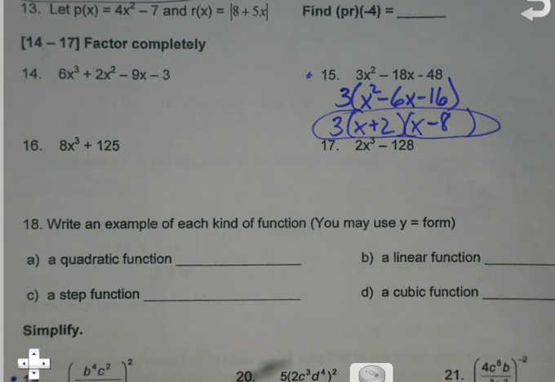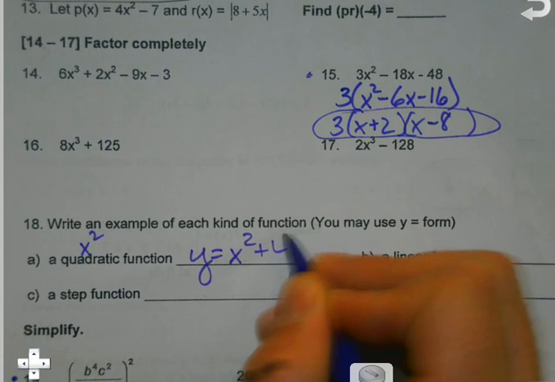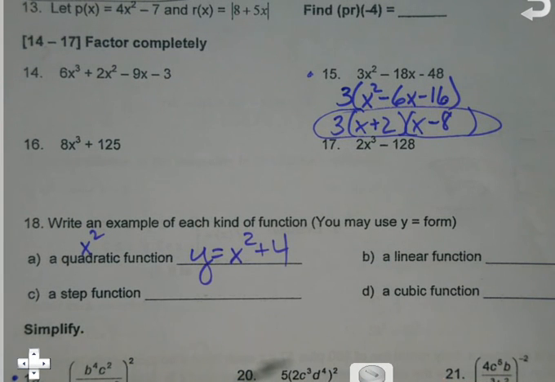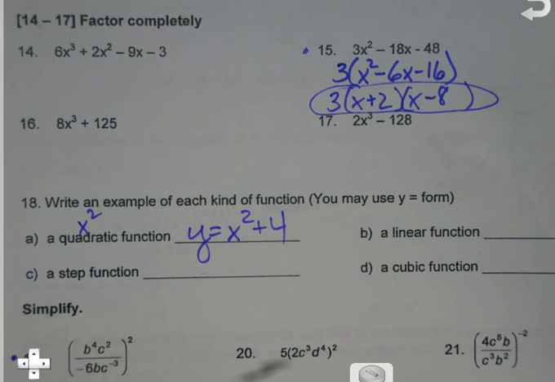Okay, I am going to do 1 in 18. I'm not going to do all of them. But again, write an example of each. A quadratic function. What's quadratic mean? It means it's something squared. Y equals x squared plus 4. Whatever. Just something that would give you a quadratic. And that's going to be the same for all of those.